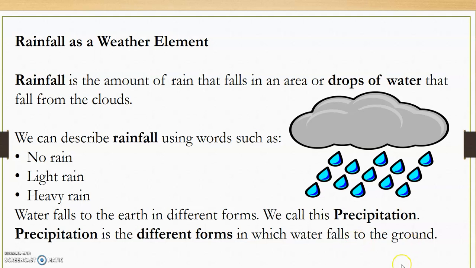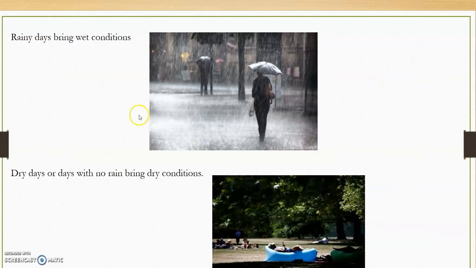And I'm going to look at precipitation in another lesson. But today we are interested in rainfall, which is the amount of drops of water that fall in a particular area. And these fall from the clouds. So when we talk about rainy days, we are talking about those wet conditions, okay? So rainy days are days that bring wet conditions. These are what we call rainy days.